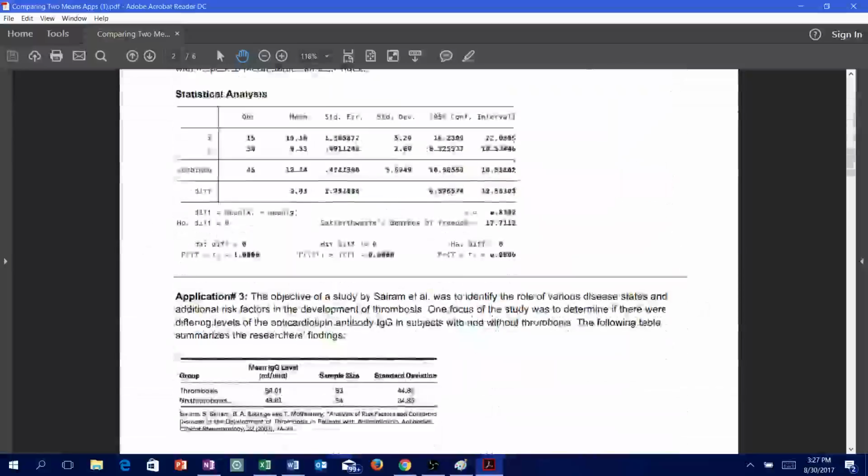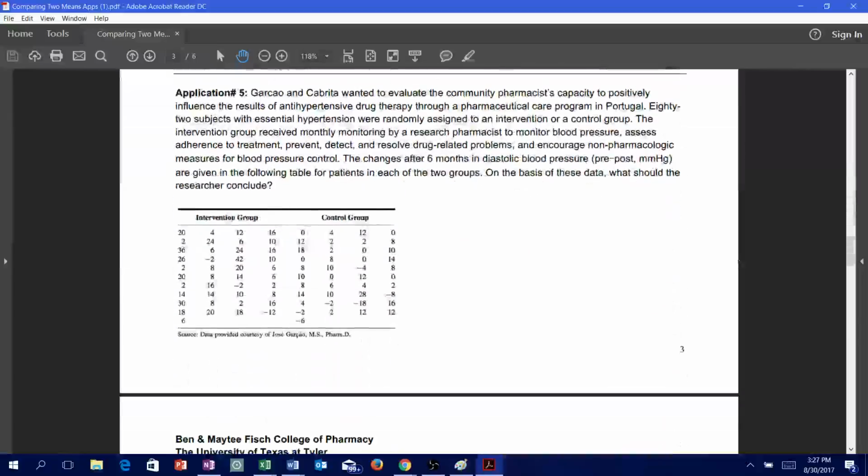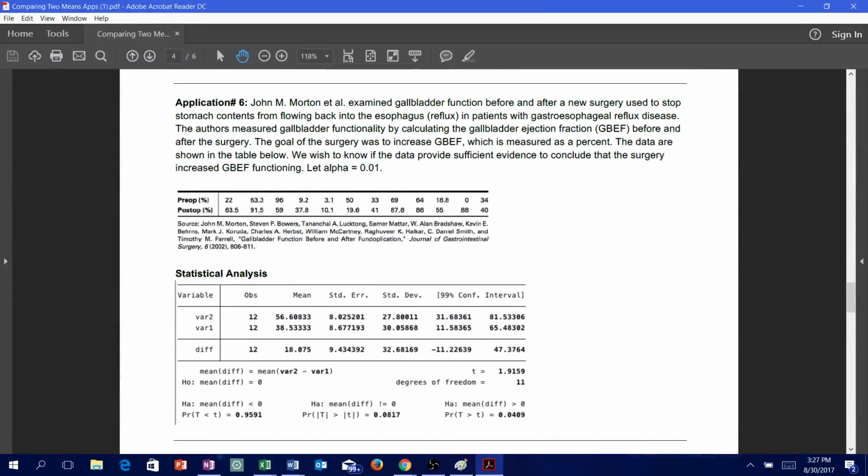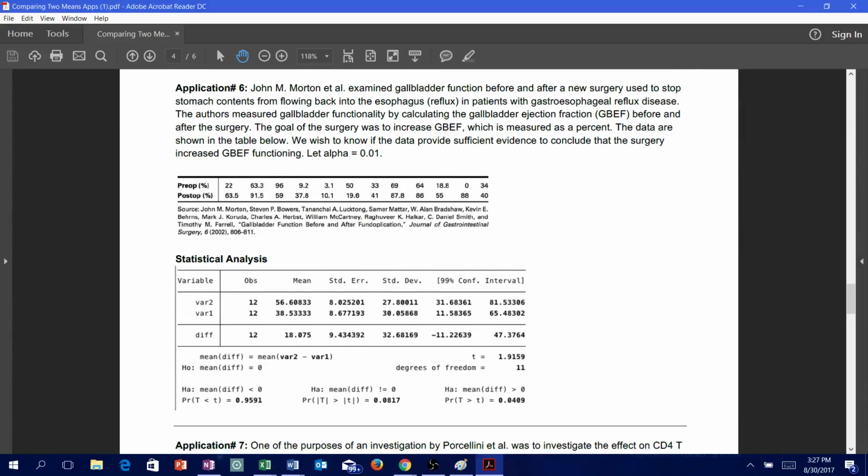So on this one, it would be a right tail test where you want to increase the function, right? On 6? Yeah. Diastolic blood pressure. It's the same patient, so it's paired. And the confidence interval does have zero.